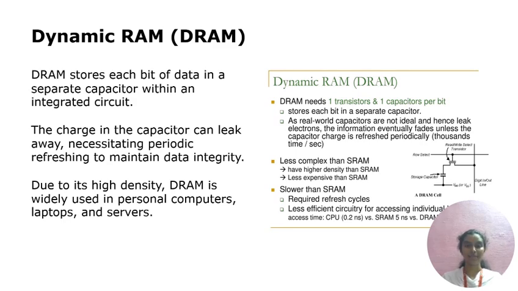The dynamic RAM needs one transistor and one capacitor per bit. It stores each bit in a separate capacitor, and as real-world capacitors are not ideal, they leak electrons. The information eventually fades unless the capacitor charge is refreshed. It is less complex than the SRAM, has higher density than the SRAM, and it is less expensive also.